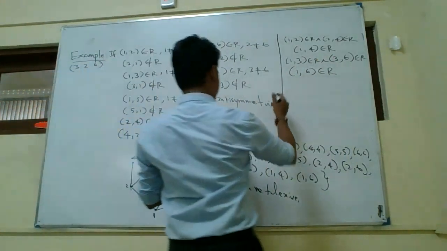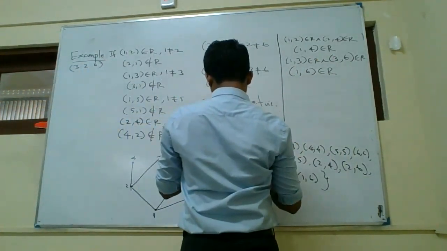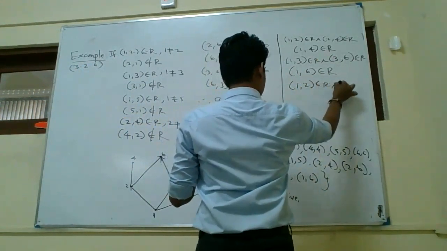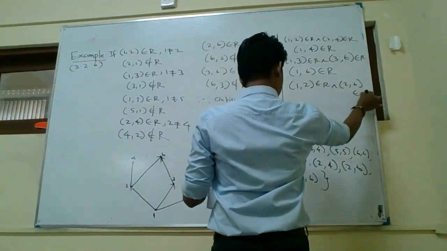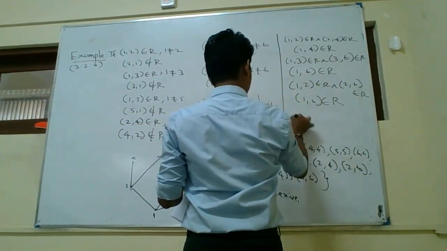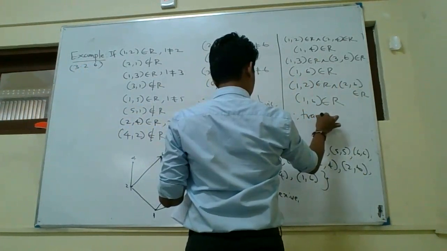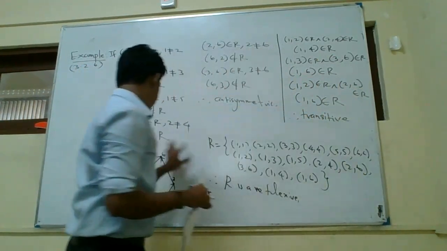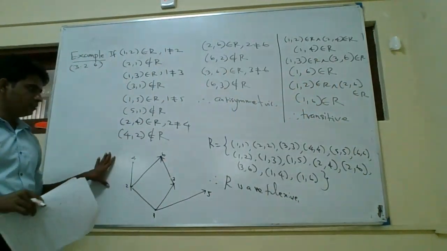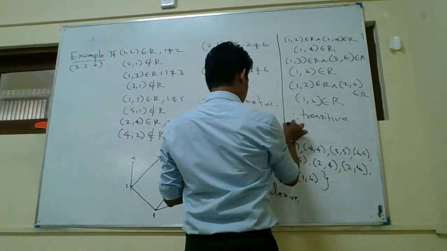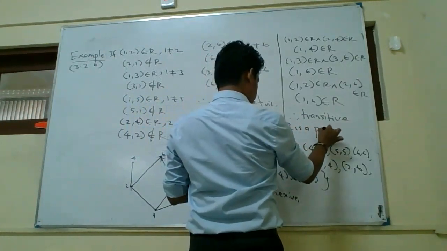1, 2 okay, 1, 2, 2, 6. Therefore, 1, 6 okay, belongs to R. Therefore, transitive. Reflexive, antisymmetric, transitive. Therefore, this set relation is a partially ordered set relation. Therefore, R is a partial ordered set.